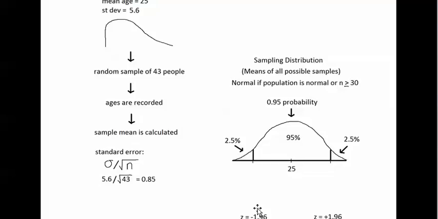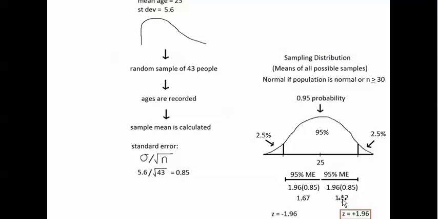This z-score is telling us that this point is 1.96 standard errors below the population mean, and this z-score is telling us that this point is 1.96 standard errors above the population mean. That means that to get the 95% margin of error that we're looking for, all we have to do is multiply 1.96 by our standard error of 0.85. When we multiply 1.96 by 0.85, we get the 95% margin of error. The 95% margin of error equals 1.67.